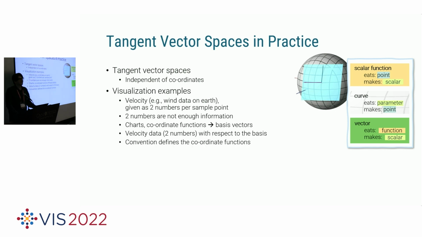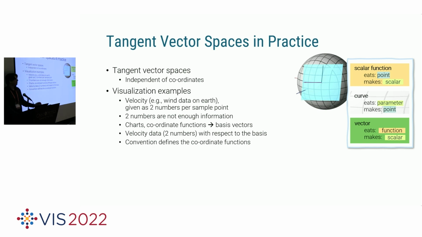Right, and this is already very relevant in practice. So if you look at data sets that are, say, velocity, for example, wind data on the Earth, then what you would be given at each sample point is what you think of as a vector, but you would be given two numbers. And these two numbers are really the components that need to be referred to a basis, a tangent vector basis at each point. And these are different bases at each point. So we somehow need the information how we construct this basis.